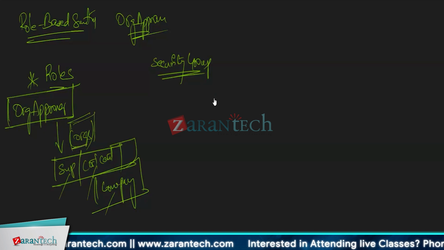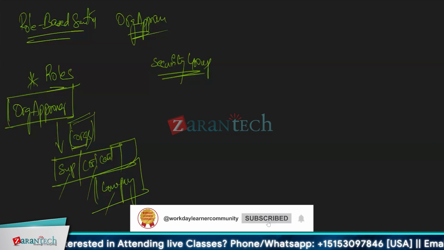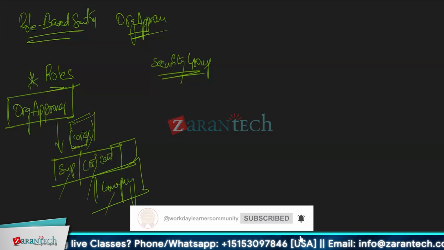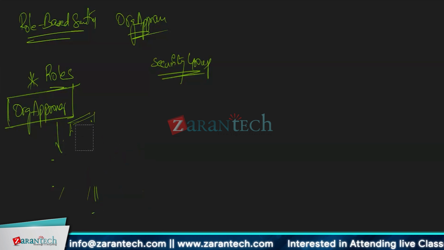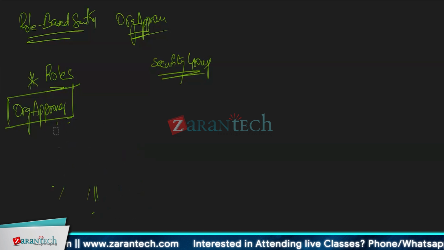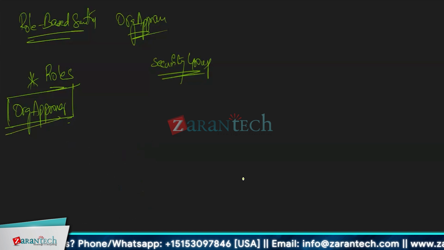Okay, so now you'll define which organizations you will want to assign that particular security. After you determine which organizations you want to assign, you will create the security group. Now understand, this is the role, this is a security group.